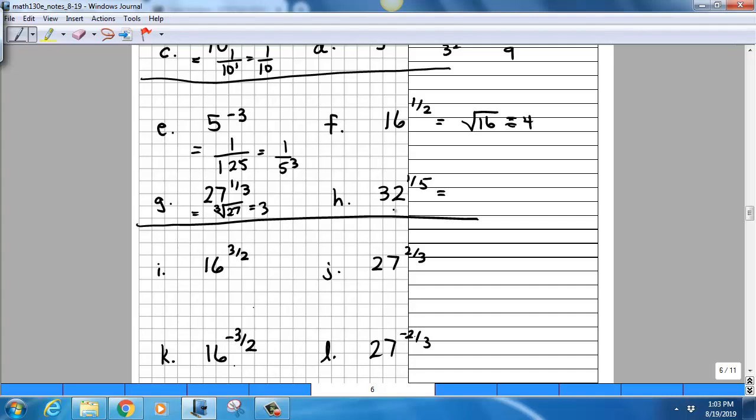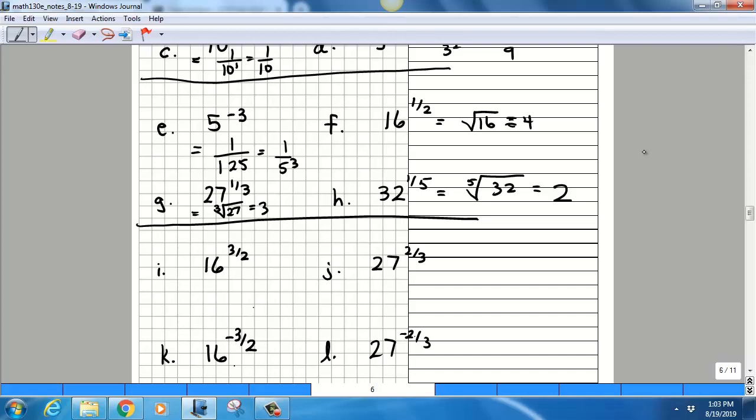And then 32 to the 1/5 power? Yeah, 5th root of 32, right? Okay, or root 5 of 32. You can say that a couple of ways. And what is that? 2, yeah, okay. The 5th root of 32 turns out to be 2 because I think we saw in a previous example, right, 2 to the 5th power is 32, right, okay.